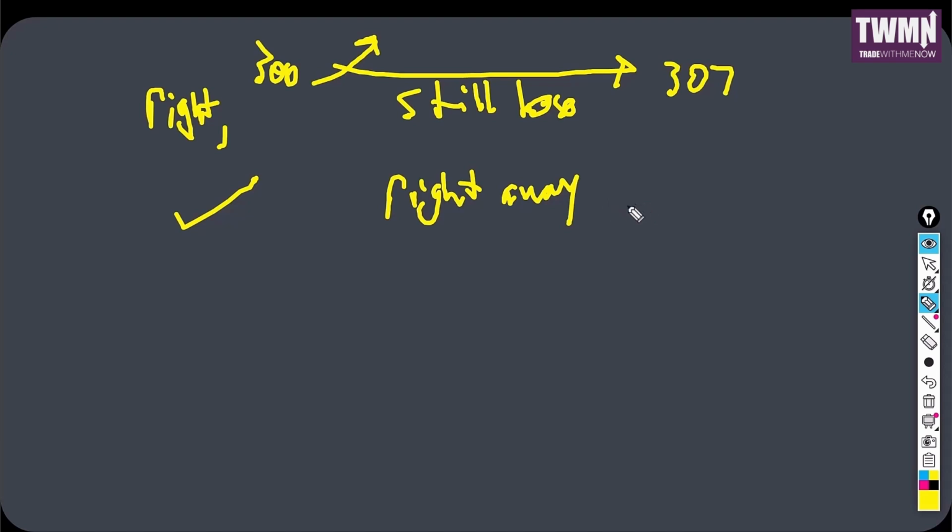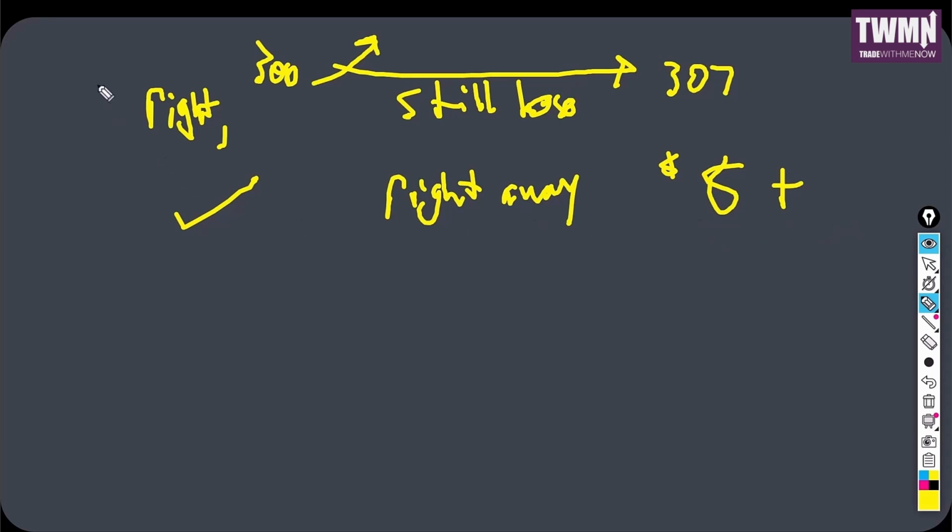And you need to be right by a good amount. In this case, in order to make any money, you'd have to be right by $8 or more. Because if it went to 308, you'd make $100. If it went to 309, you'd make 200. If it went to 310, you'd make 300, like we said before.